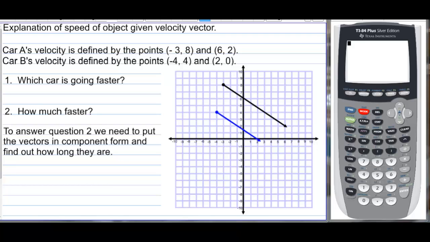They have speed and they have direction, and the speed is the length. Because it tells us which car is going faster. So which car is going faster, A or B? Which vector is longer? A, right? So A's going faster because the velocity vector is longer. The longer the vector, the faster the object is moving. So that's the whole idea behind vectors. It shows you how fast something's going and what direction it's going.